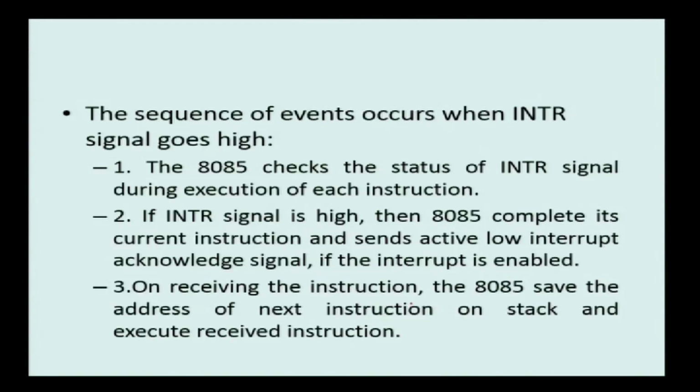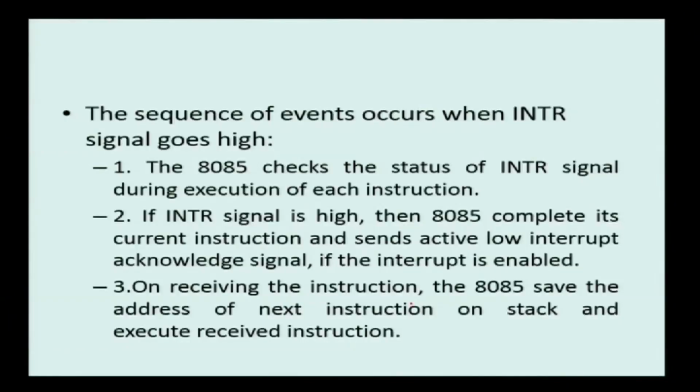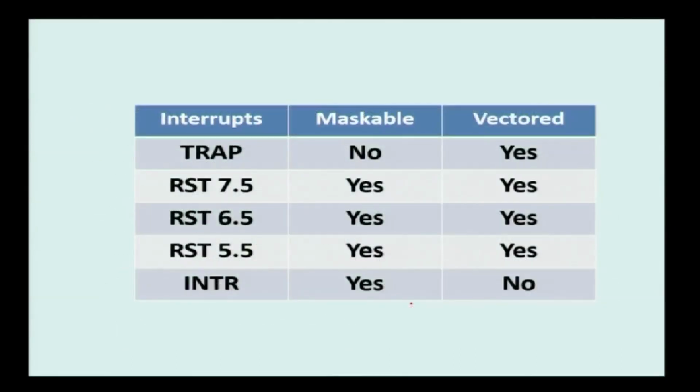So, after receiving the acknowledgement signal, the present address will be loaded on the stack pointer, and the new address where to switch over will be loaded on the program counter, then it will continue the program execution. So, this is a summary point of the interrupts. What are the interrupts we have discussed? We have discussed the trap instruction, RST 7.5, 6.5, 5.5 and INTR.